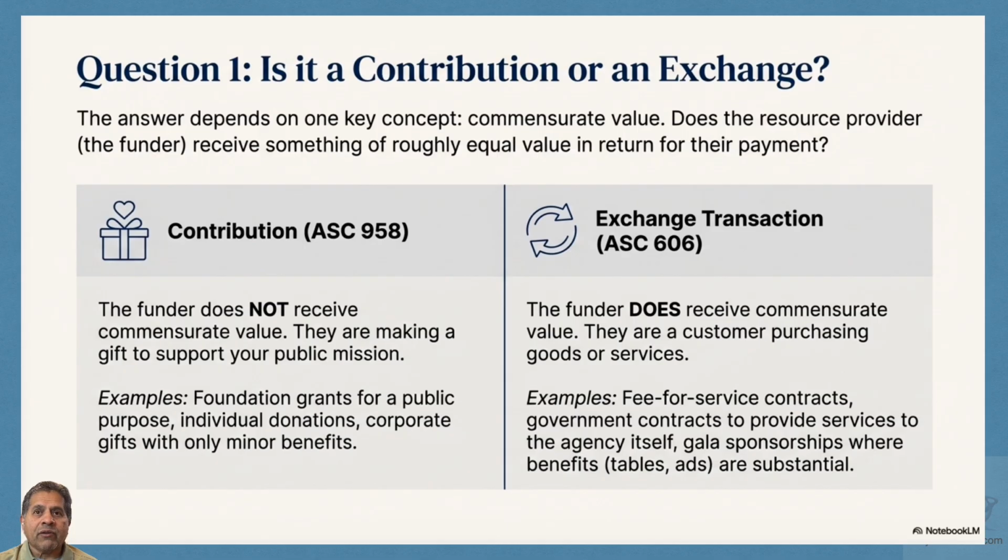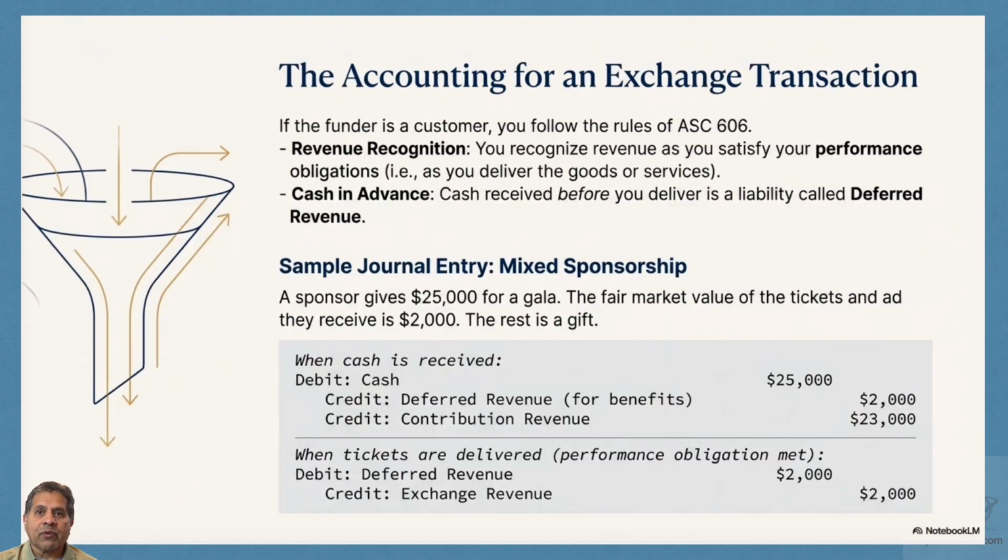The fork in the road here is the concept of commensurate value. Ask yourself, does the person giving the money receive something of roughly equal value in return? If the answer is yes, like a government contract for services or a ticket to a gala, that is an exchange transaction under ASC 606. They are a customer. If the answer is no, they're giving support to the mission with no direct benefit, and it's a contribution under ASC 958. This distinction is vital because customers and donors trigger completely different revenue recognition rules.